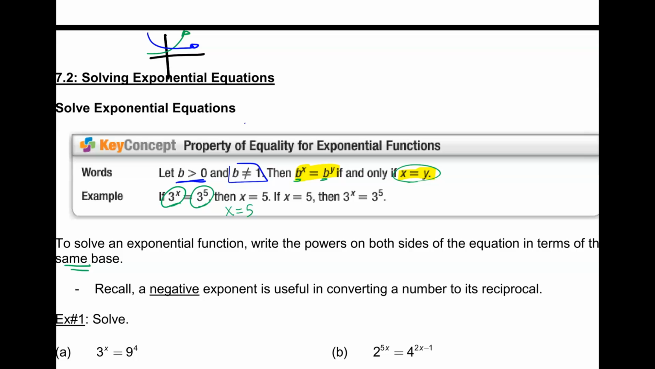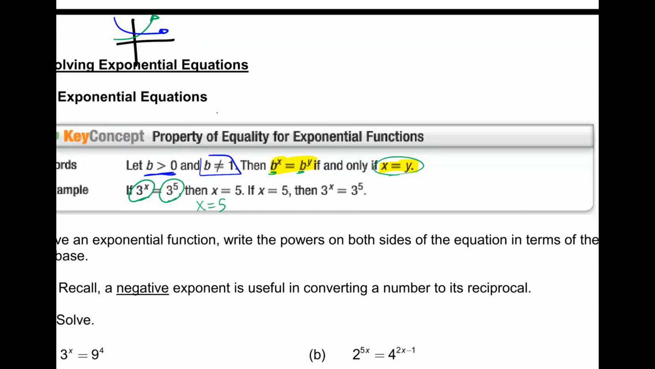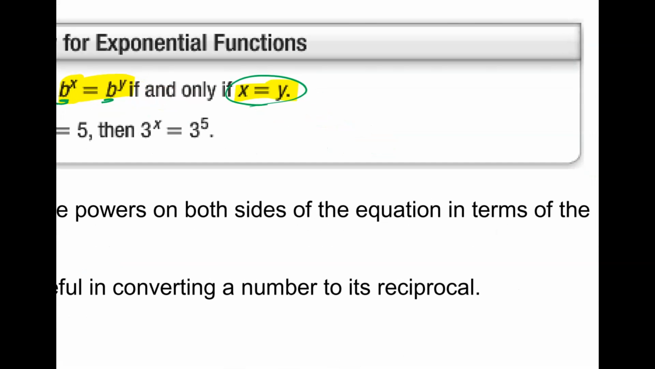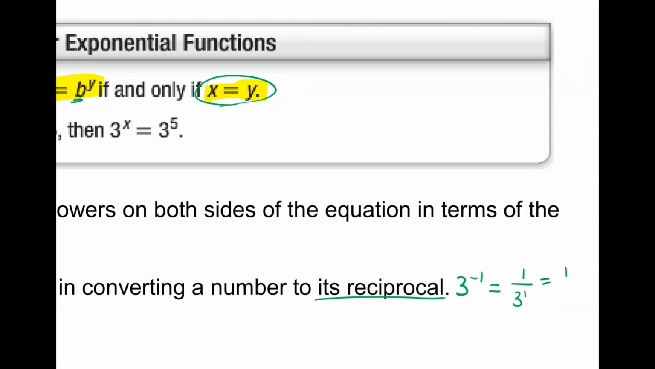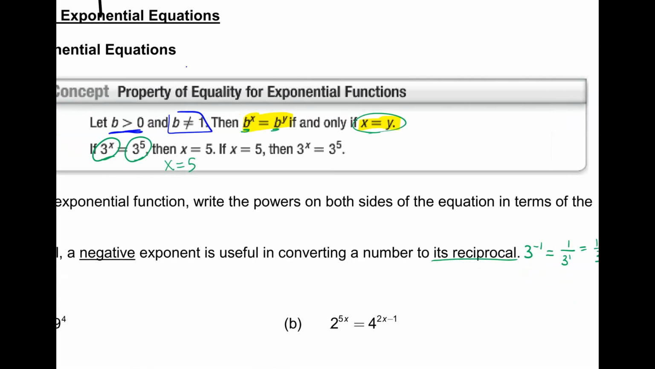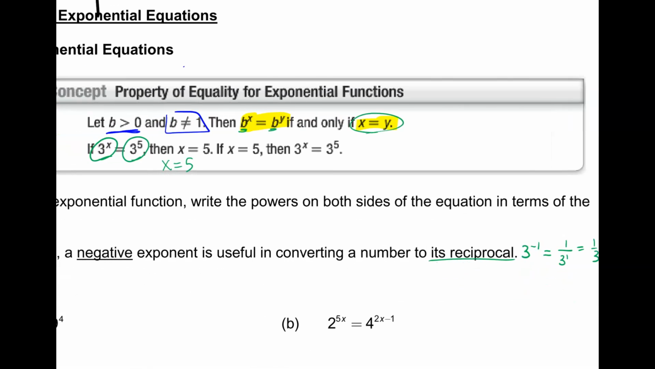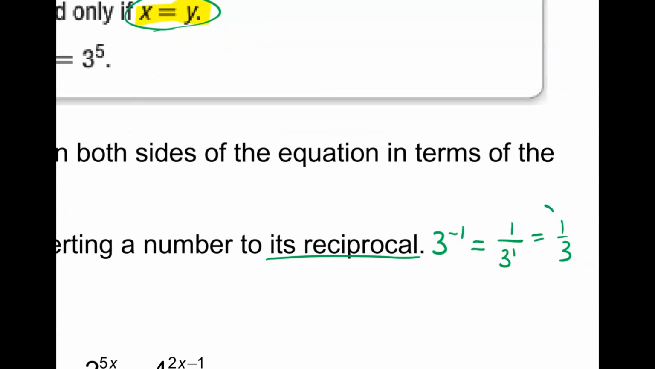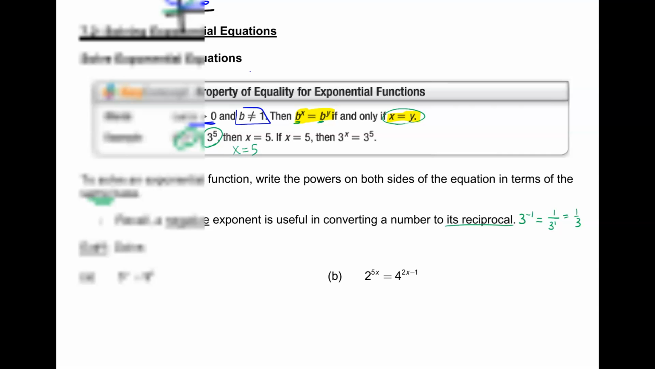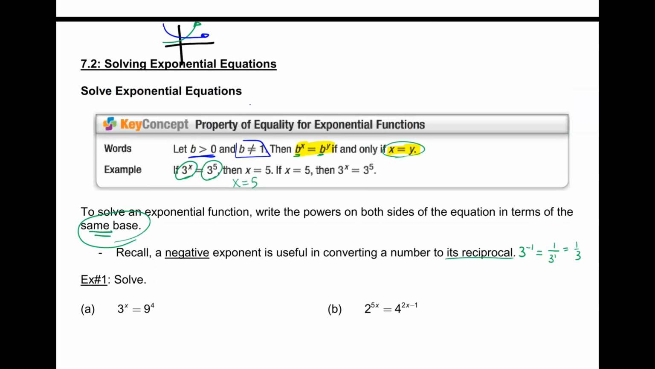Recall, a negative exponent is useful when converting a number to its reciprocal. So what do I mean by that, converting a number to its reciprocal? If I have something like 3 to the -1, that's the same thing as saying 1 over 3 to the first power, aka 1/3. That's useful, right? Because instead of saying 3 to the -1, I could say 1/3. Or, instead of saying 1/3, I could just say 3 to the -1, if I'm trying to have them be in terms of the same base.